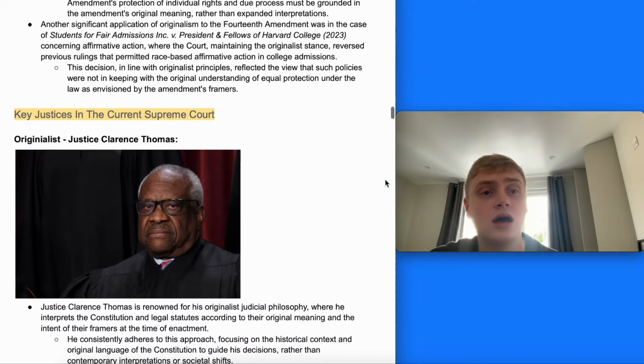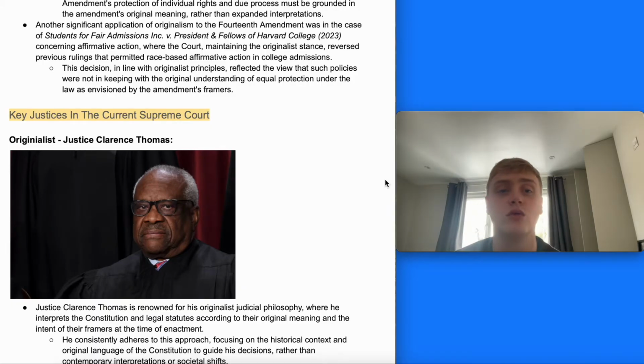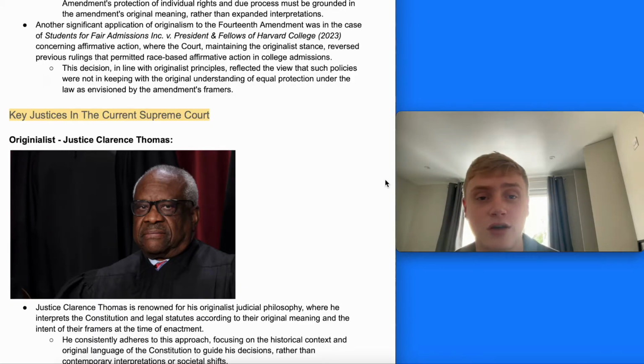Another significant application of originalism to the 14th Amendment was in the case of Students for Fair Admissions in relation to affirmative action, which we looked at in the previous video, where the court, maintaining the originalist stance, reversed previous rulings that permitted race-based affirmative action in college admissions. And this decision, in line with the originalist principles, reflected the view that such policies were not in keeping with the original understanding in the text of the equal protection as envisioned by the amendment's framers.